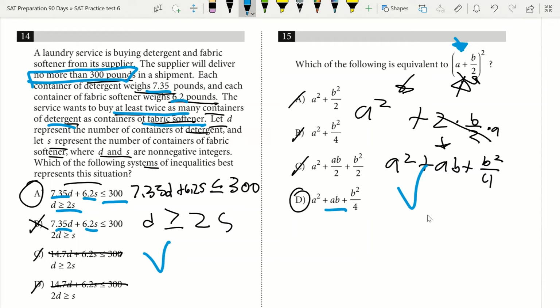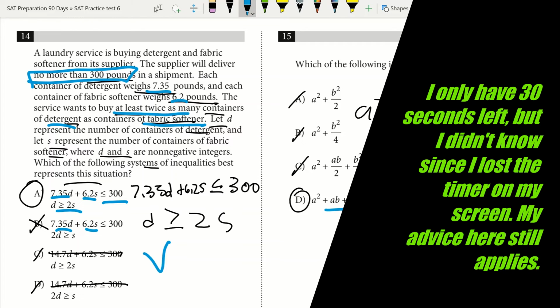Now I've checked all my answers. At this point, I believe I've got about a minute left. I lost my timer on my screen, so I checked my phone to see what time it was. So at this point, I've answered all my questions. I've checked them to make sure that they agree with my bubble sheet, and then I've gone through and checked every single answer on this practice test.